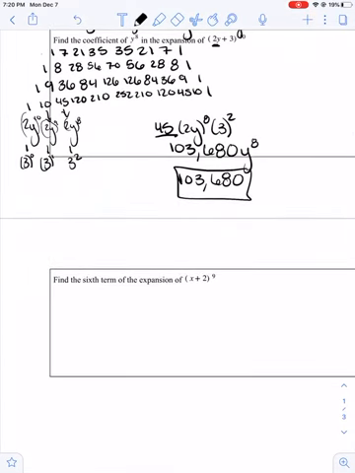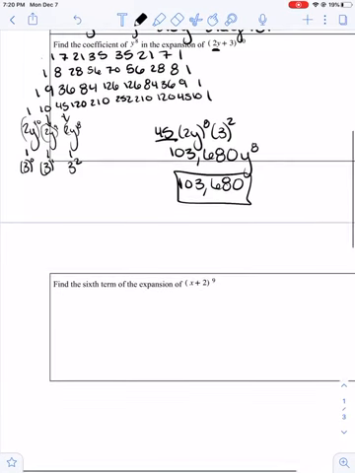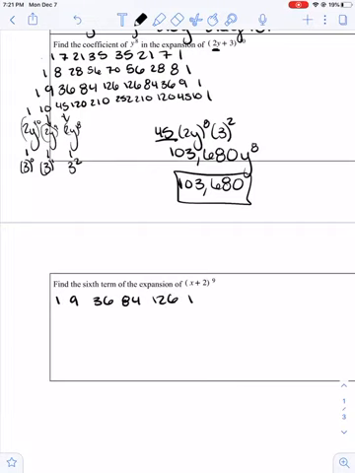Alright, so for the last example, we are finding the 6th term in the expansion of x plus 2 to the 9th power. We already have the 9th row from when we were expanding Pascal's triangle in the example above. So we need to figure out which one is the 6th term. First I'm just going to write out that 9th row: 1, 9, 36, 84, 126, 126, 84, 36, 9, and 1.